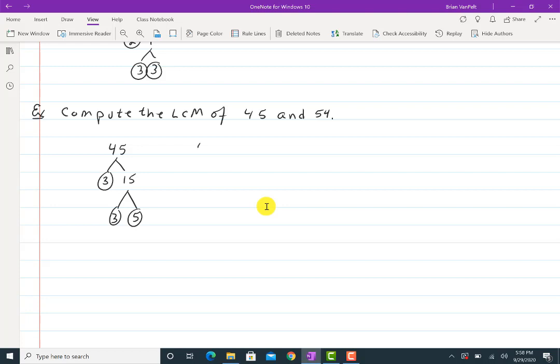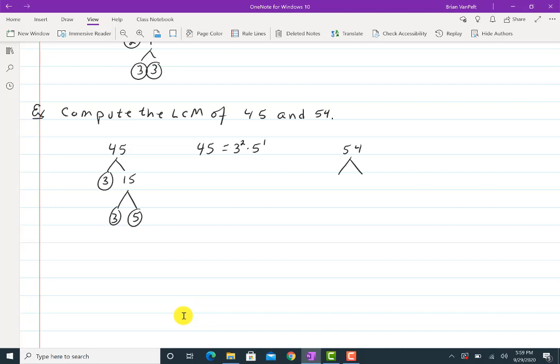So accordingly, 45 equals 3 squared times 5. That's of course because you see two 3's and only one 5. For this process, you may want to put a 1 there because it'll help you count how much exponent there is on that number. Let me go to 54.